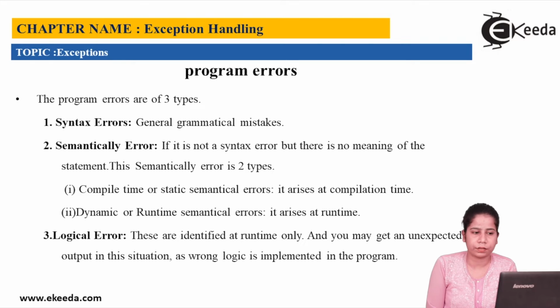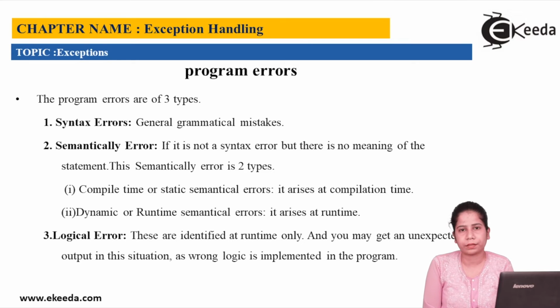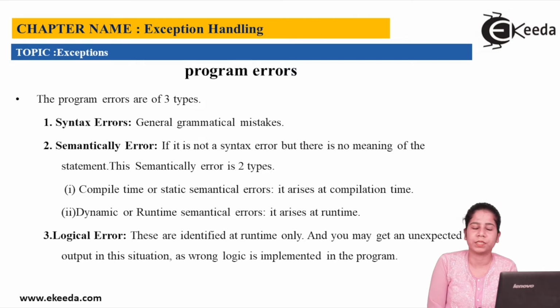Then semantical errors. Now what do you mean by that? If it is not a syntax error, but there is no meaning to the statement, this error comes in the second type. Okay, so compile time or static semantical errors arise at compilation time. As I told you, where we can use this compile time error, I have not checked whether the file exists or not, and I have written the code, so that comes under compile time mistakes.